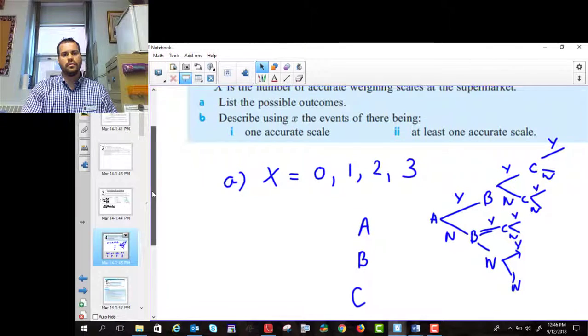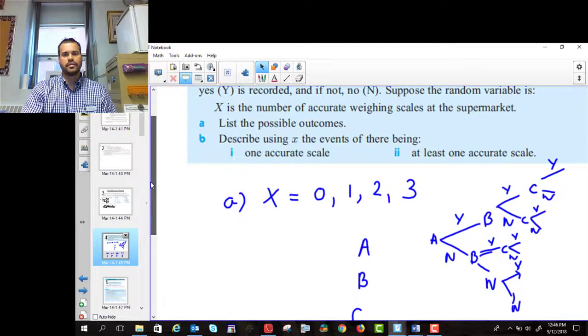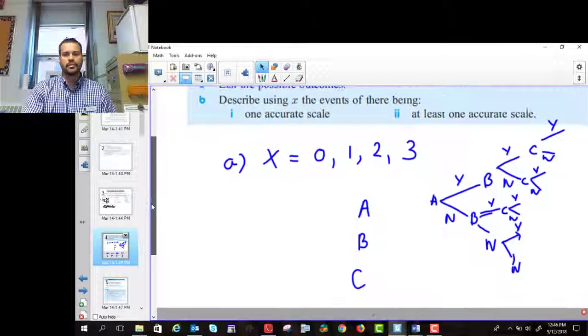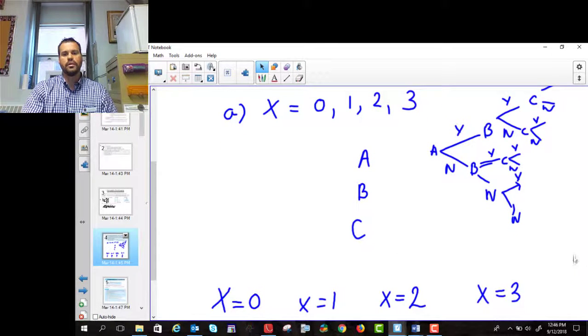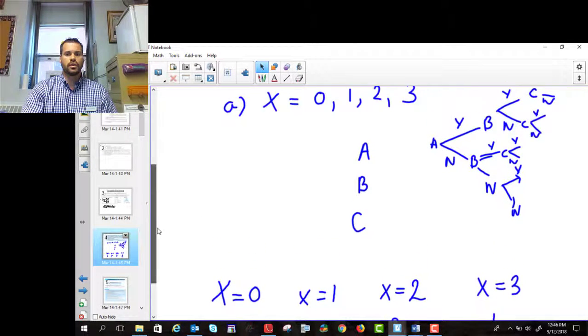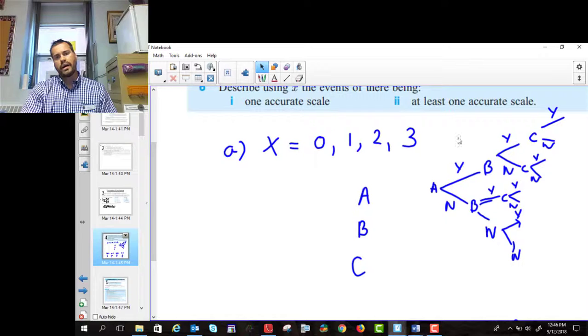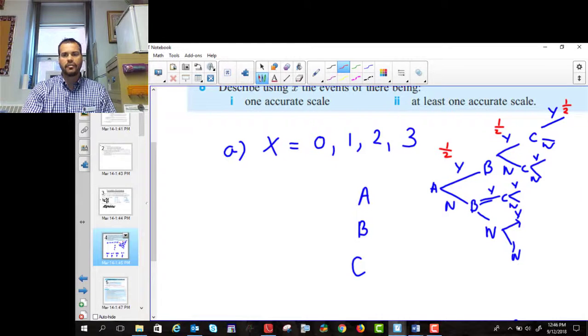Okay, so then it says describe using X the event of there being one accurate scale. So what's the probability that there's one accurate scale? We have to look at our tree diagram and try to figure that out. We're saying there's a 50-50 chance here, and we just add up the distributions. So if you look at this, I'll just draw this in here. I'm not going to draw it in for all of them, but that's 1/2, that's 1/2, and that's 1/2. They're all 1/2, all the branches.